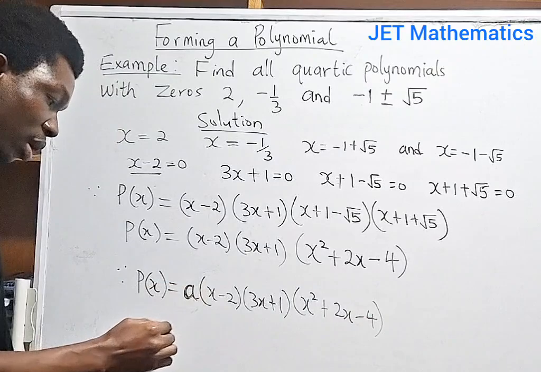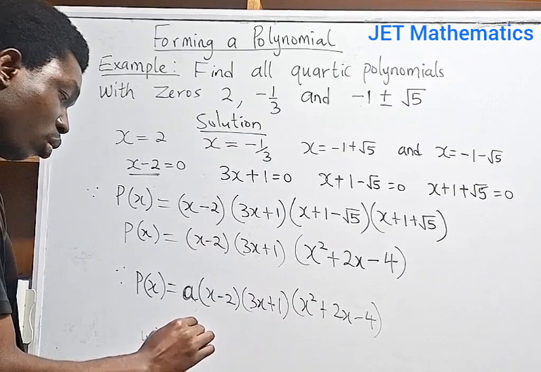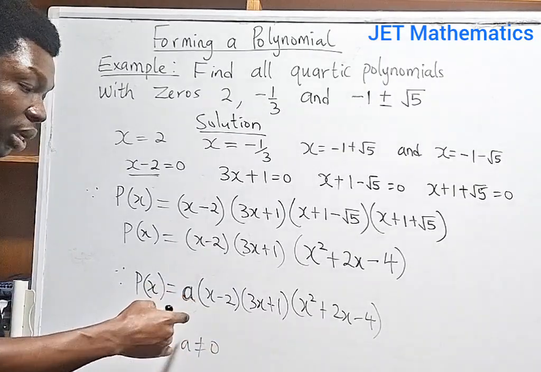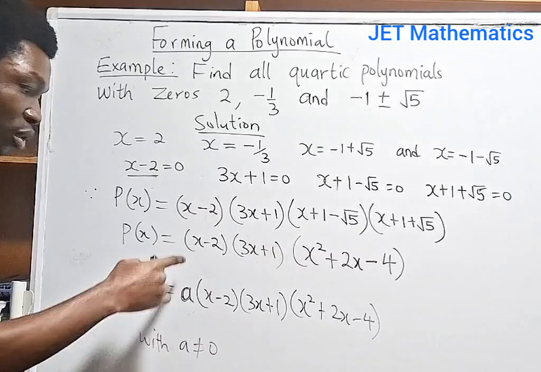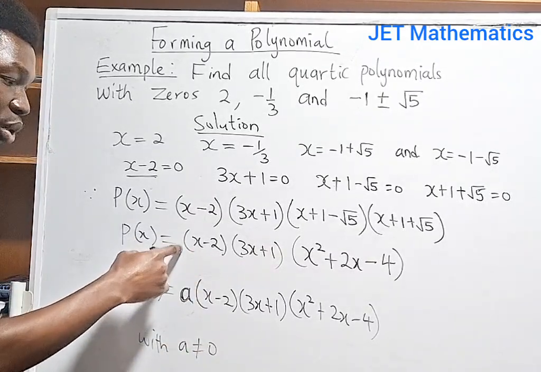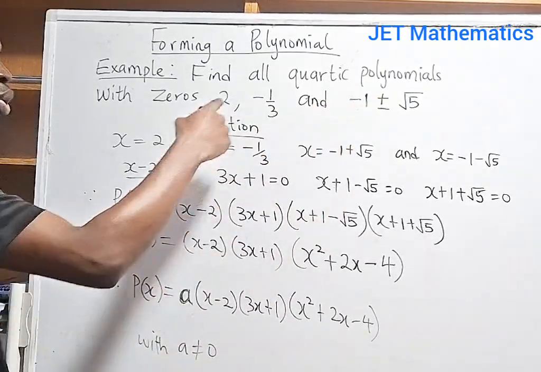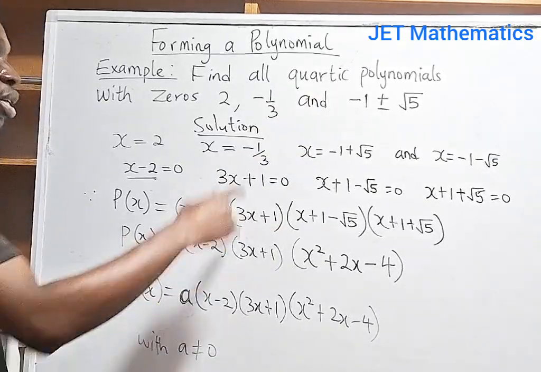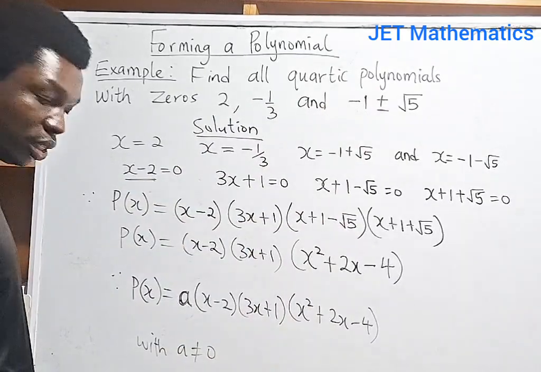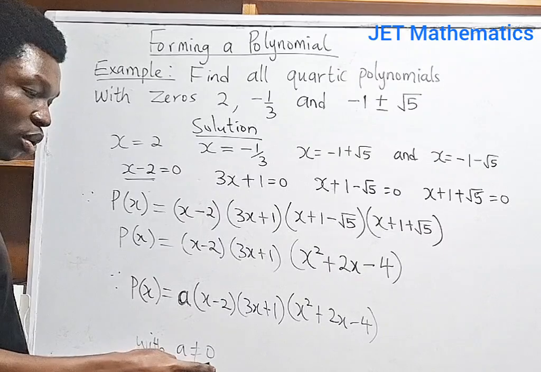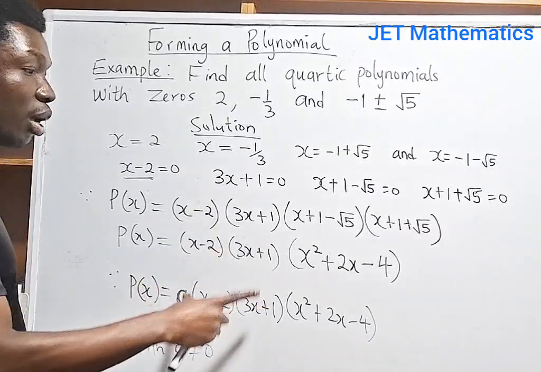So for any number a not equal to 0, this polynomial is going to give us these roots. For this case, it's a special case where a is equal to 1. We're still going to get these roots. If a is equal to 2, we're still going to get these roots. If a is equal to 3, we still get these roots. If a is equal to 4, we're still going to get these zeros, as long as a is not equal to 0.